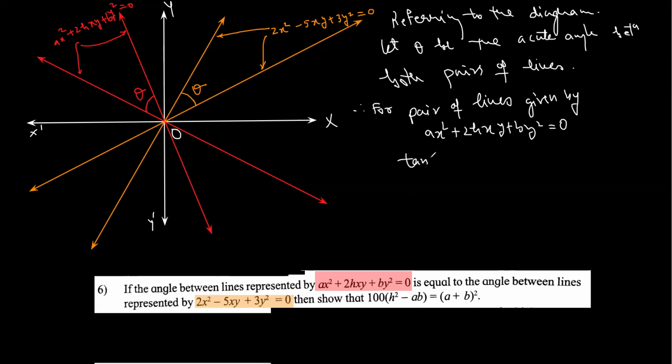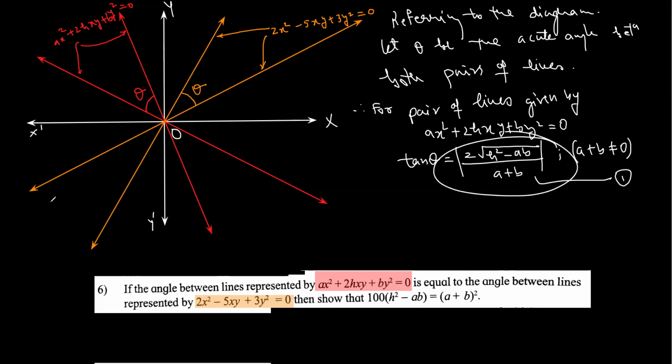What is tan of theta? Tan of theta is, we all know, mod of 2 root of h square minus ab upon a plus b, where a plus b is not equal to 0. And this is my 1. Then I will write, this is tan of theta, and tan of theta is the formula itself. Why?